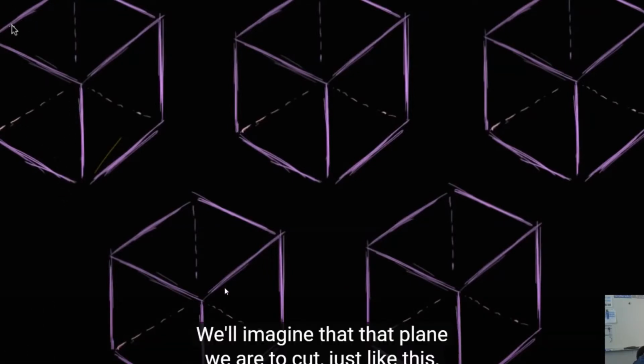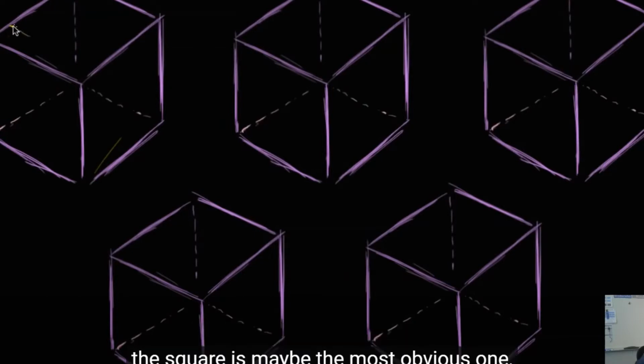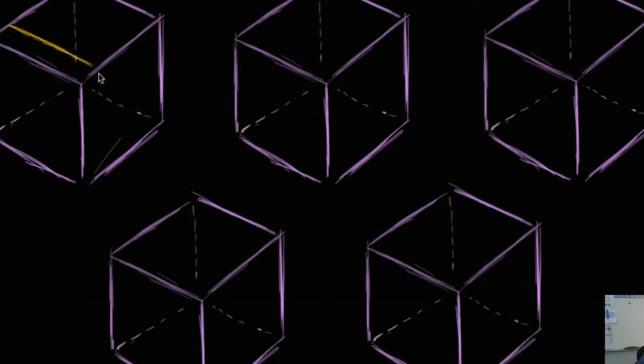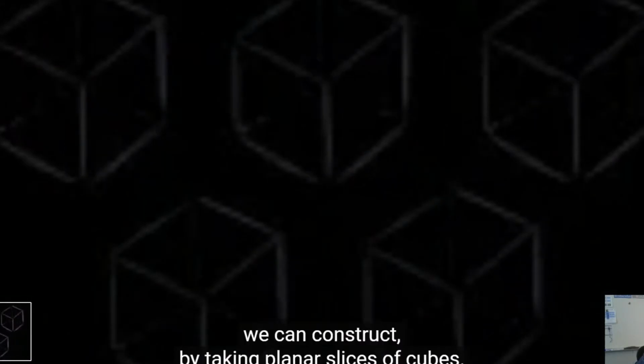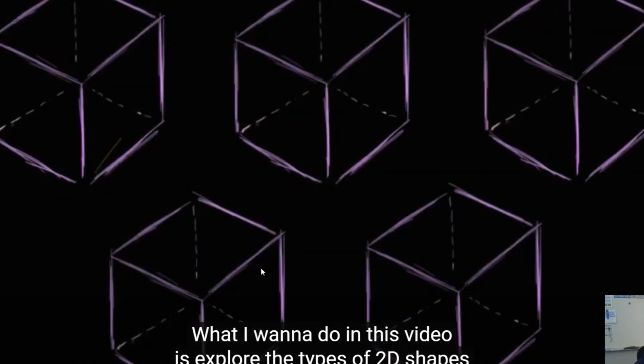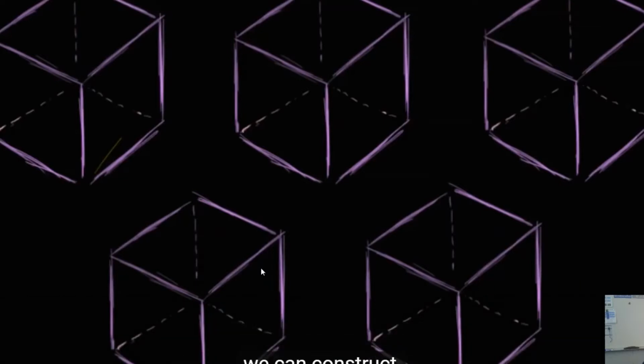Well, imagine if that plane were to cut just like this. A square is maybe the most obvious one. So it cuts the top right over there, cuts the top right over there, cuts this side right over here, cuts this side right. This video is to explore the types of two-dimensional shapes we can construct by taking planar slices of cubes. So what am I talking about? Well, let's say we wanted to construct a square. How could we slice a cube with a plane to get the intersection of this cube and that plane to be a square? Well, imagine if that plane were to cut just like this.